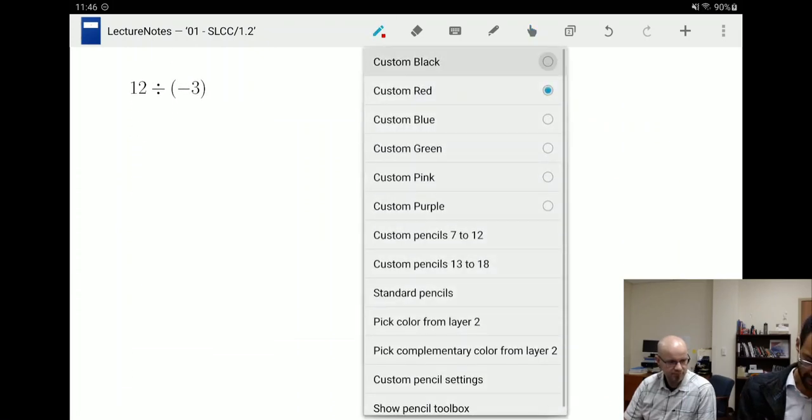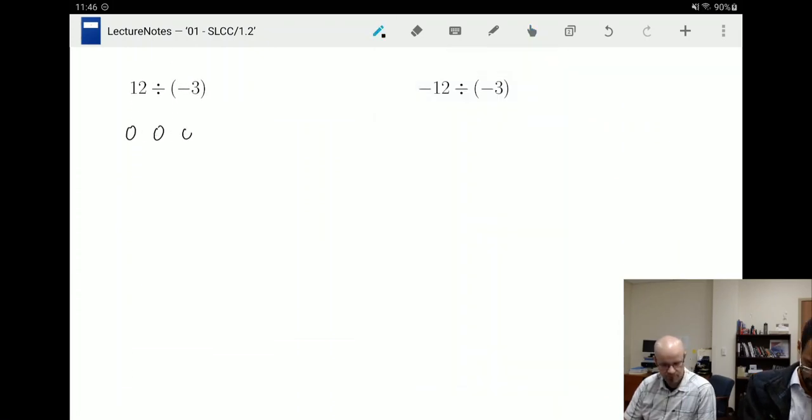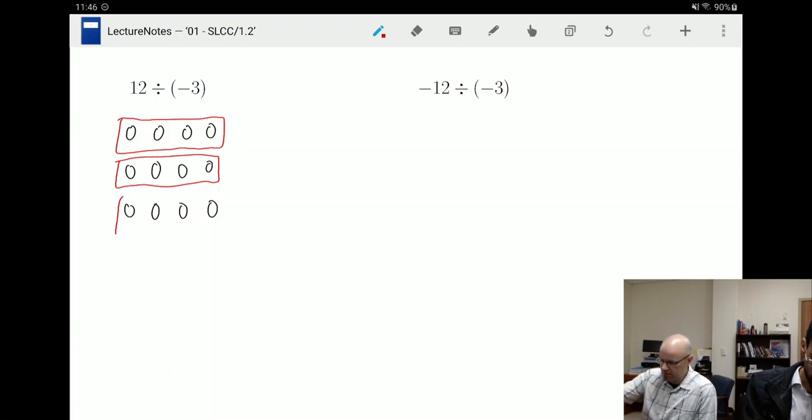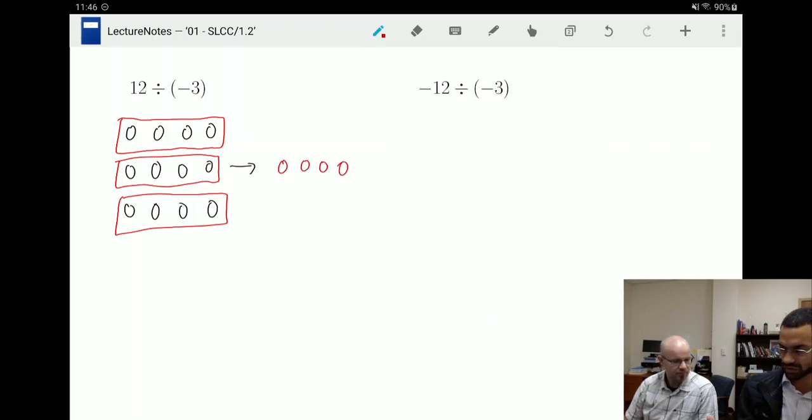12 divided by -3. Okay, so I'm starting off with 12. And again, I want to break this up into the opposite, right? So 3 equal-sized groups, but the negation with the opposite sign. All right, and if I do that, of course, that's going to give me 4 red circles, right? That's the opposite of 4 black circles. So -4.